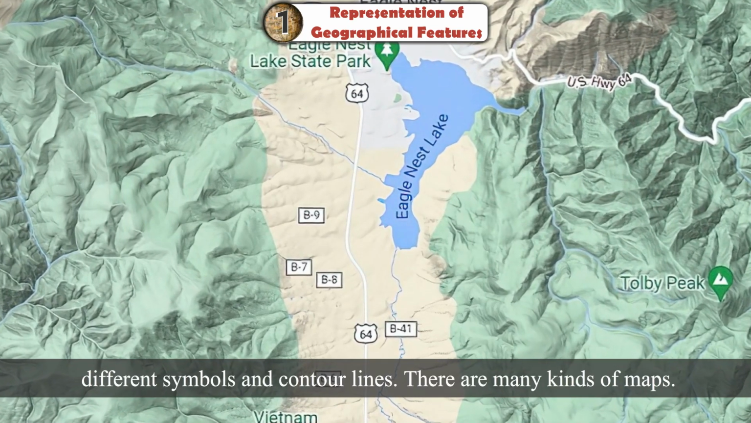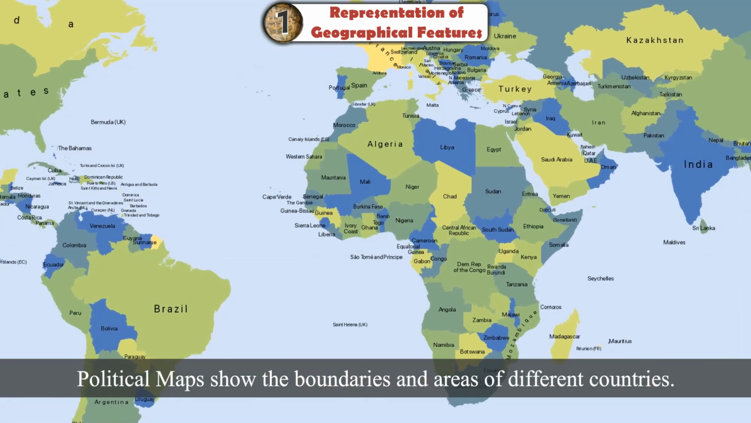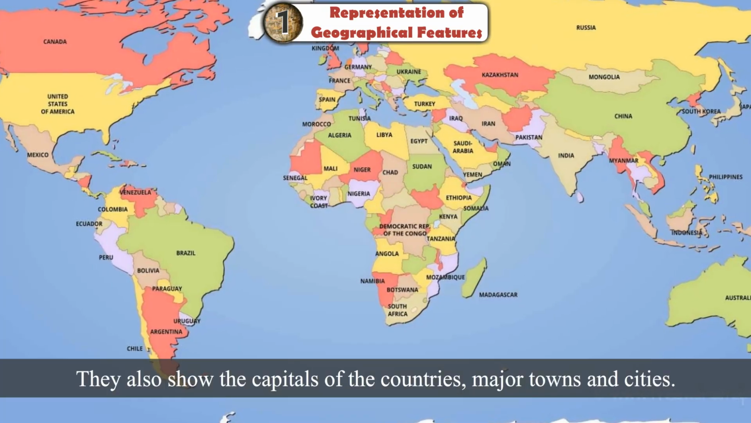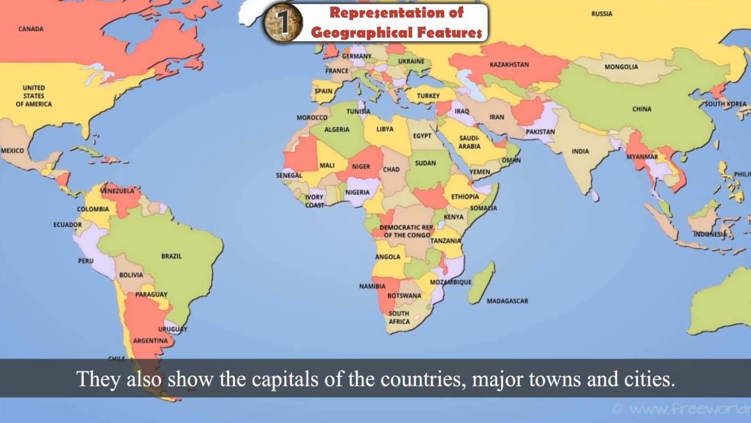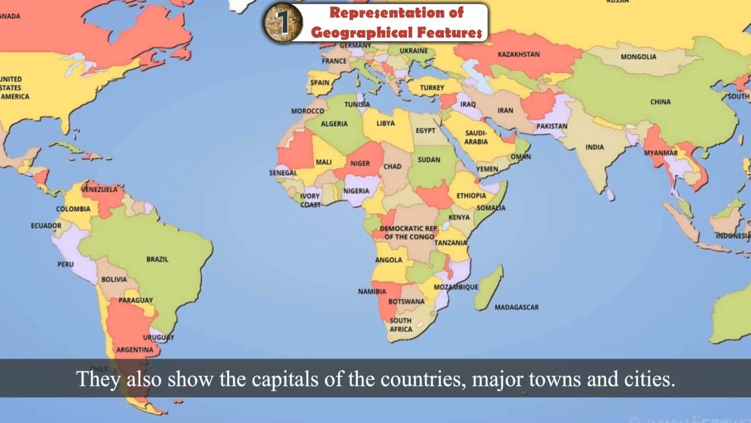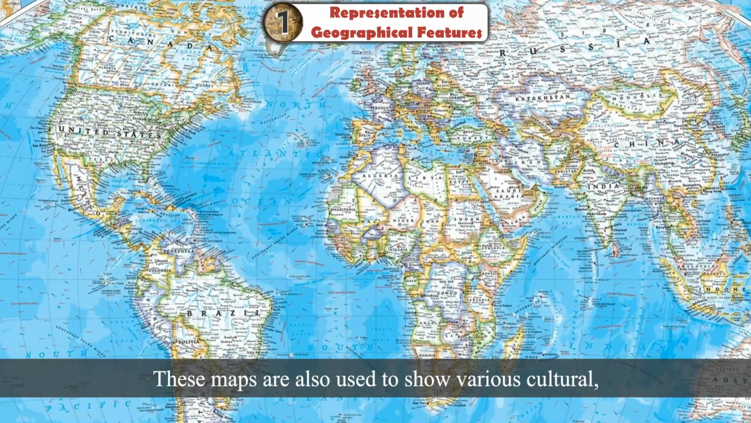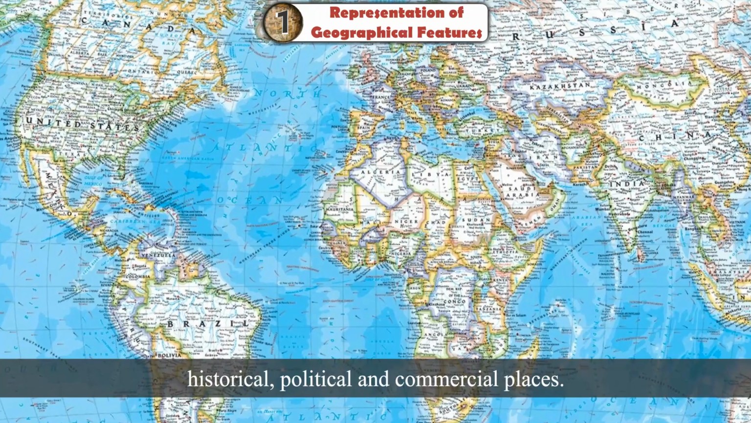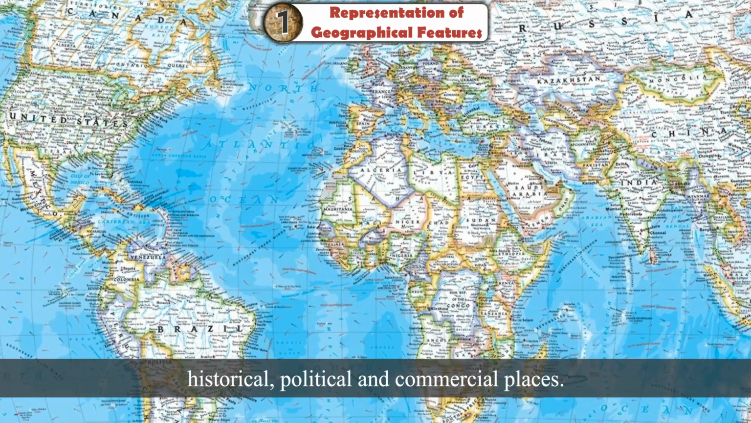There are many kinds of maps. Political maps show the boundaries and areas of different countries. They also show the capitals of the countries, major towns and cities. These maps are also used to show various cultural, historical, political and commercial places.